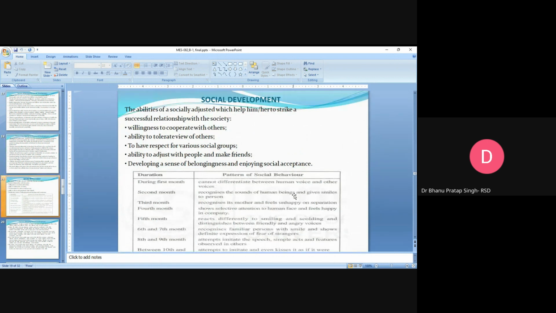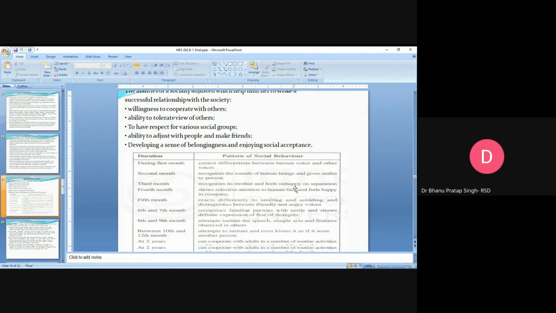Next is social development. We have discussed motor development, physical development and emotional development. Social development is the ability of being socially adjusted, which helps him or her to strike a successful relation with the society. This includes willingness to cooperate with others, ability to tolerate views of others, respect for various social groups, ability to adjust with people and make friends, developing a sense of belongingness and enjoying social acceptance. These all come under social development.